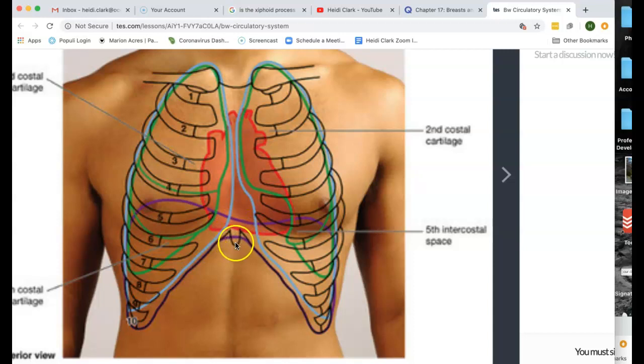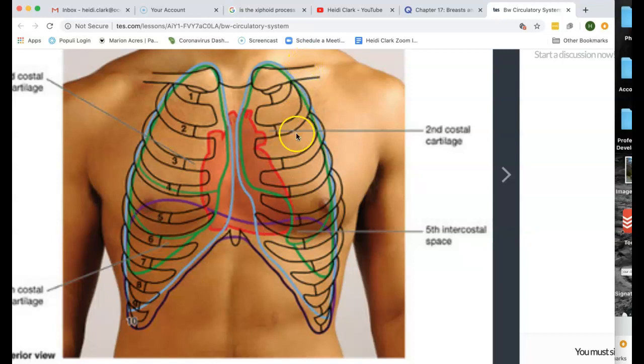So here, this little tab is the xiphoid process. Here's going to be the xiphosternal joint. So it goes across the xiphosternal joint and continues to the left 5th intercostal space. Here's the 5th rib, and just inferior to that is the 5th intercostal space, and it's actually labeled here. So it's going to go to the left 5th intercostal space in the midclavicular line.